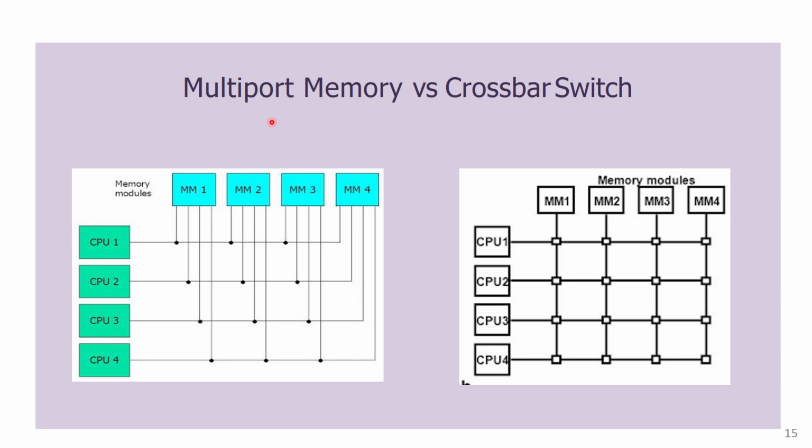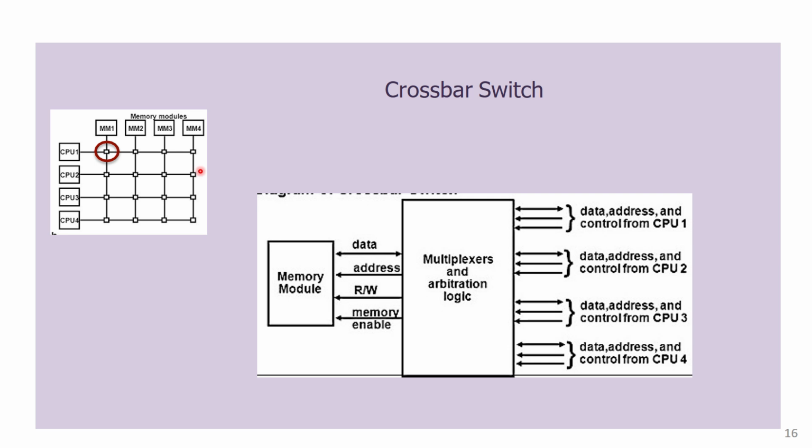The difference between the multi-port memory and the crossbar switch: multi-port memory has different ports which are being controlled by priority, and the messages are being passed. There may be conflicts, but they can be solved by using the priority method. And the crossbar switch has cross points. This cross point is responsible for handling which data is to be passed where. And the detail of this cross point is here.